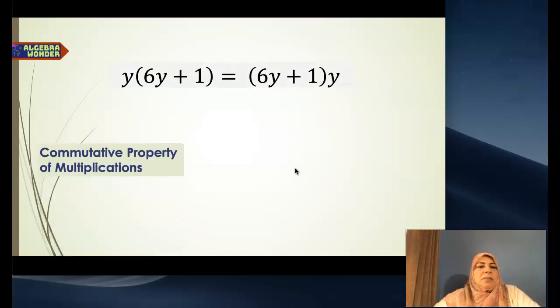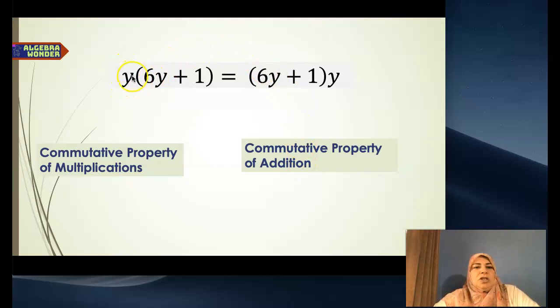So is this commutative property of multiplication or commutative property of addition? So we're going to see what we switch here. So we switch y and the expression 6y plus 1, which is multiplied here. And then we look at what happened here. So now we start with 6y plus 1 and then times y. So we switch around the multiplication sign.